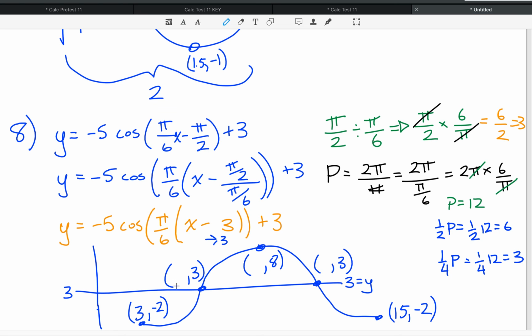Which means every single time that I move to the right to a new spot, I'm moving a quarter of the period. I'm moving 3. 3 plus 3, 6. 6 plus 3, 9. 9 plus 3, 12. 12 plus 3, 15. It all works out correct. And I have solved number 8.